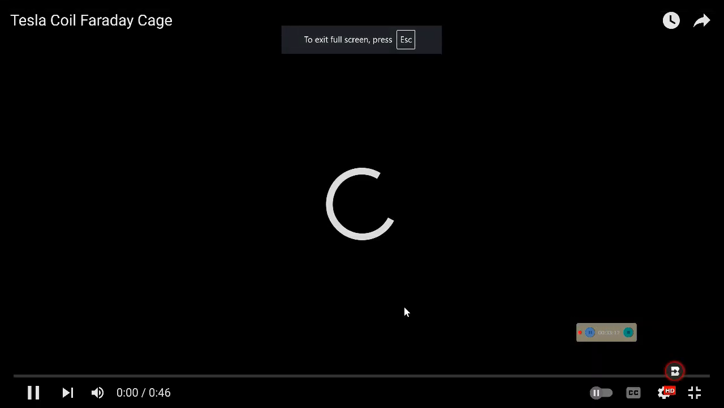So we talked about a Van de Graaff generator last year. This is a gigantic Van de Graaff generator.